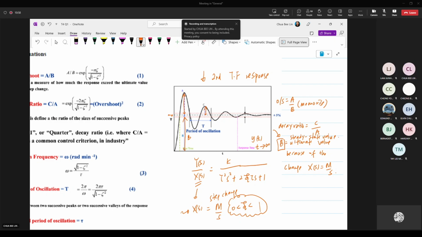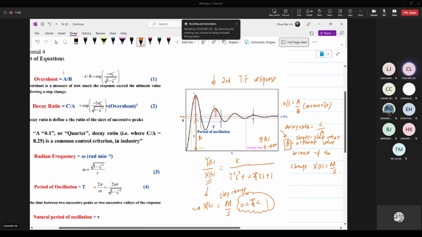Okay. This formula not given. This one given. Not given. Given. So what is decay ratio? It is the second peak over the first peak. So this is the decay ratio done already here.